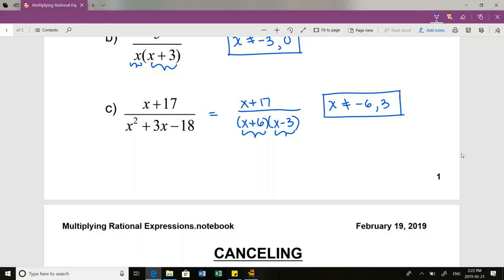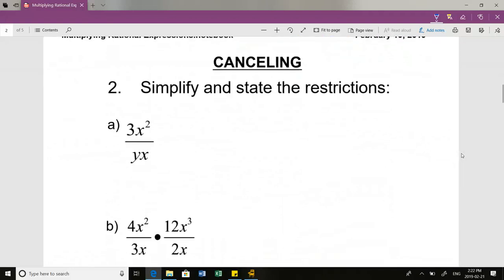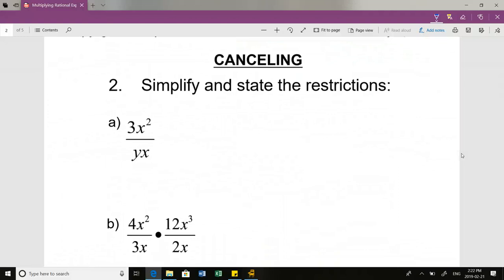Thanks. No denominators equal to 0, can't divide by 0. So anytime we have variables in a denominator, we have to restrict them. Okay, so no matter what, if there's a variable down there, it needs to be restricted. Okay, all right, canceling. So we're going to simplify and state restrictions here.